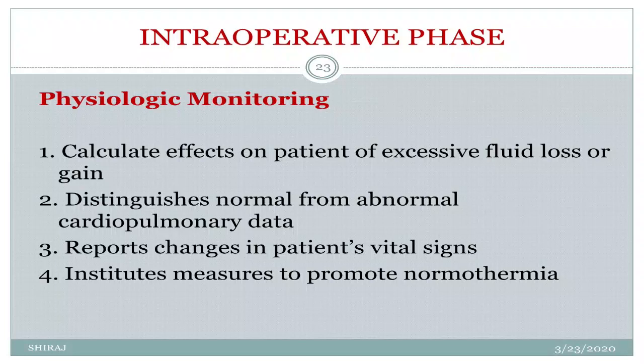Report changes in patient vital signs. So during the process of surgery, whenever there is a change in the vital signs, whether it is elevated or depreciated, whatever happens throughout the vital signs of the patient, it is recorded and reported so that an intervention can be done before the patient dies. Institute measures to promote normothermia. So here we are supposed to make sure that there's a normal temperature. So any measure that will give us a normal temperature throughout the procedure, we are supposed to institute it.